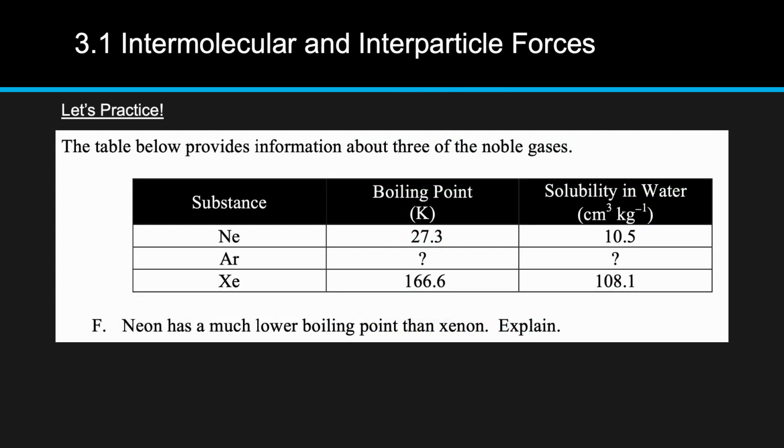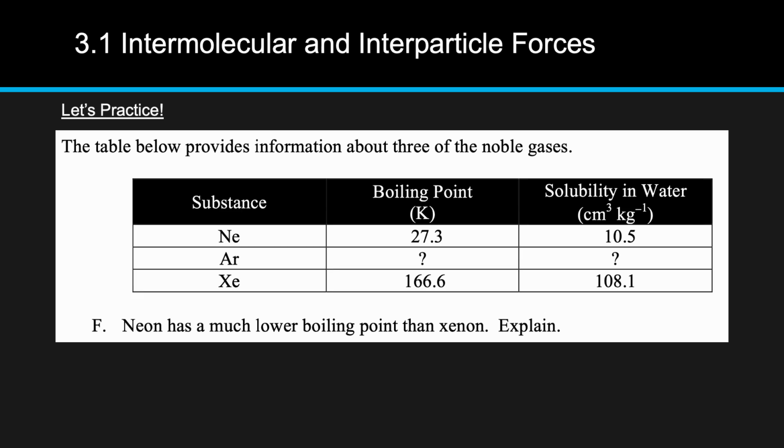All right, so let's do a practice question on London dispersion forces. The table below provides information about 3 of the noble gases, neon, argon, and xenon. Neon has a much lower boiling point than xenon. Explain. So if we're looking at the boiling point of neon versus xenon, we can see that xenon is much higher. And noble gases only have London dispersion forces because they are not polar molecules.